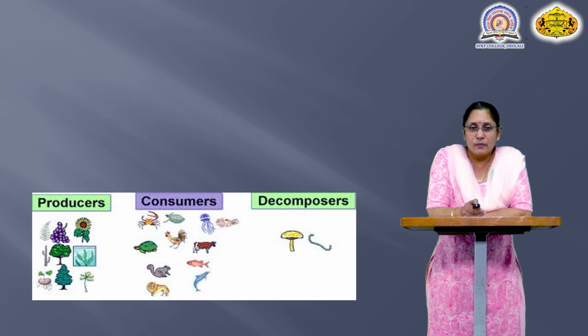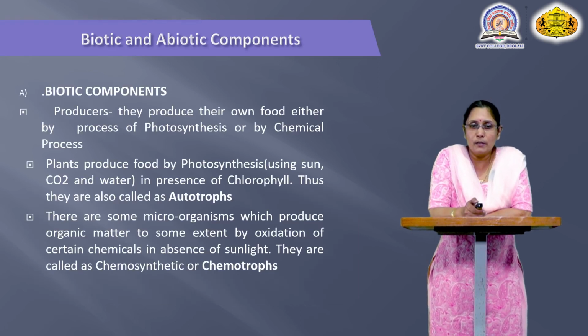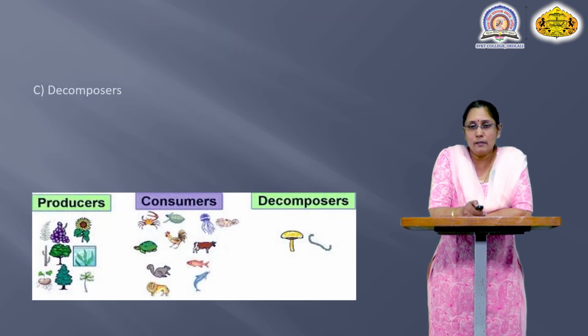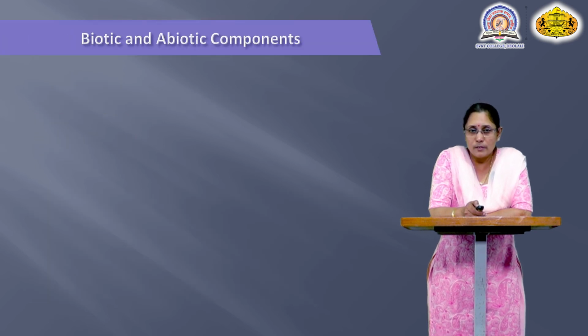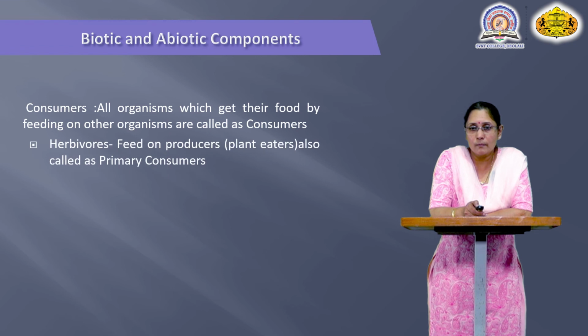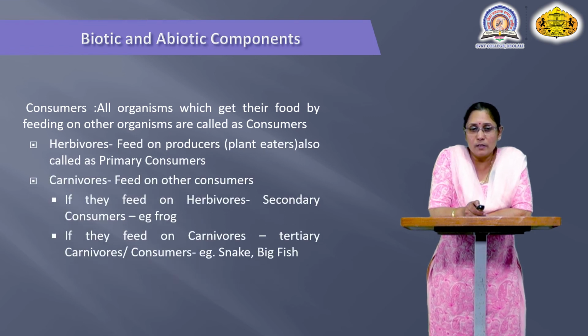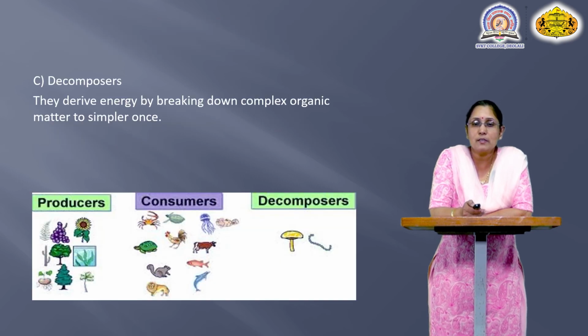So here is the list of biotic components. Producers are there, consumers are there, and decomposers are there. This is all about the biotic components. Then what are consumers? Consumers are the organisms which get their food by feeding on other organisms. In this particular diagram, in the middle you can see consumers are there.